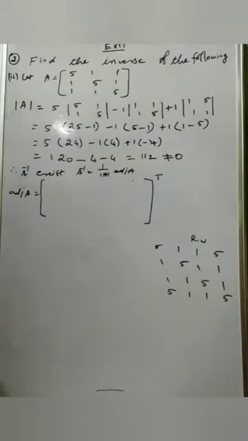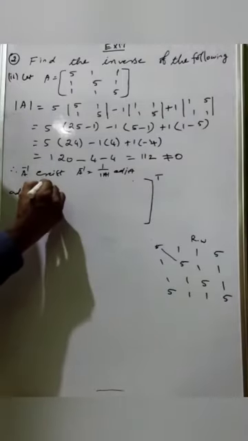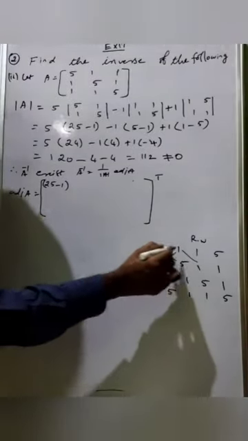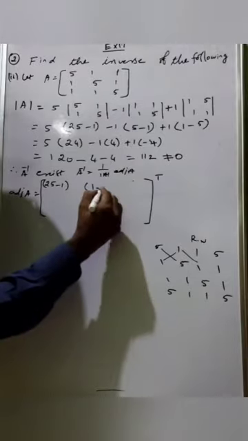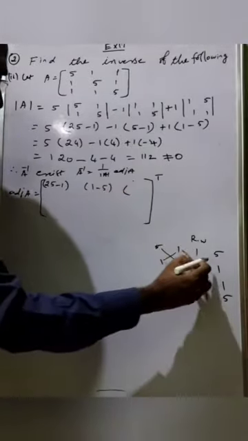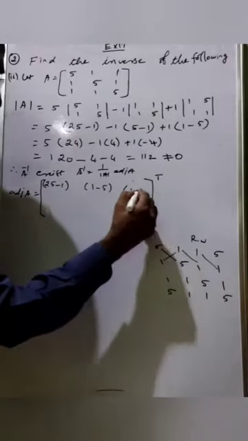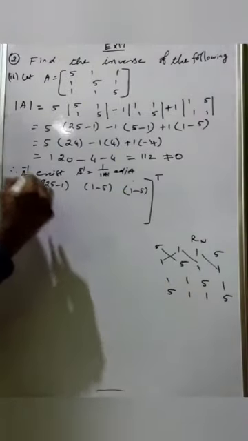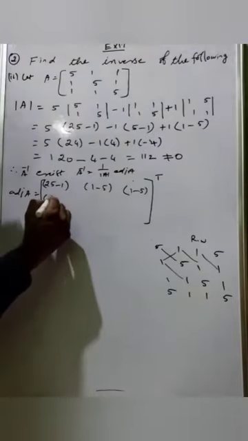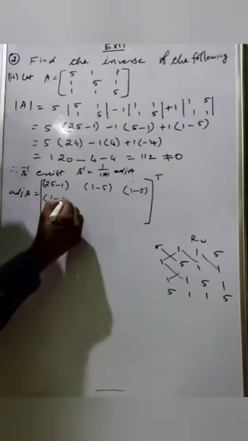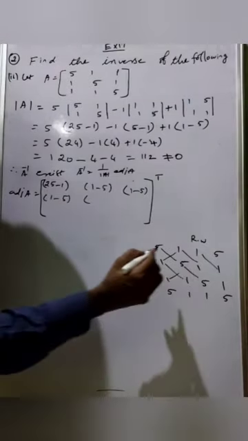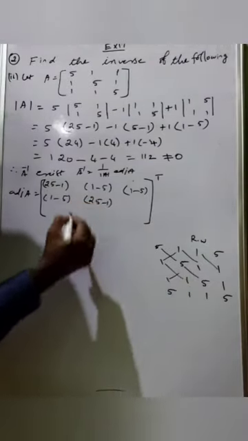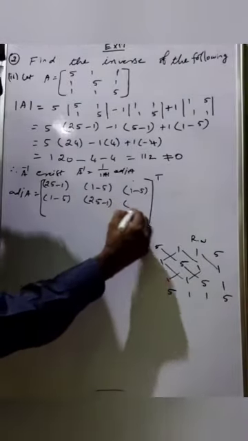Now we have to find adjoint A. See, how to find the first element? Just multiply 5 times 5 is 25, minus 1, the next 1, minus 5. Now the second row: 1 minus 5. The next 5 times 5 is 25, minus 1. The next 5.